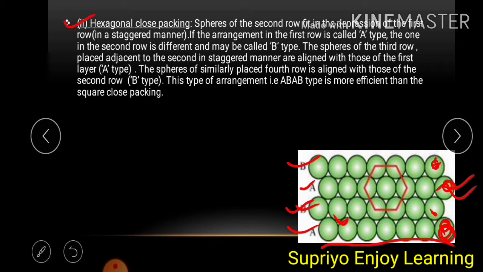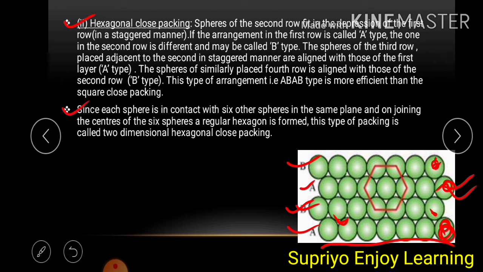The spheres of the third row placed adjacent to the second in staggered manner are aligned with those of the first layer. The spheres of the similarly placed fourth row are aligned with those of the second row. This type of arrangement, that is AB-AB type, is more efficient than square close packing.